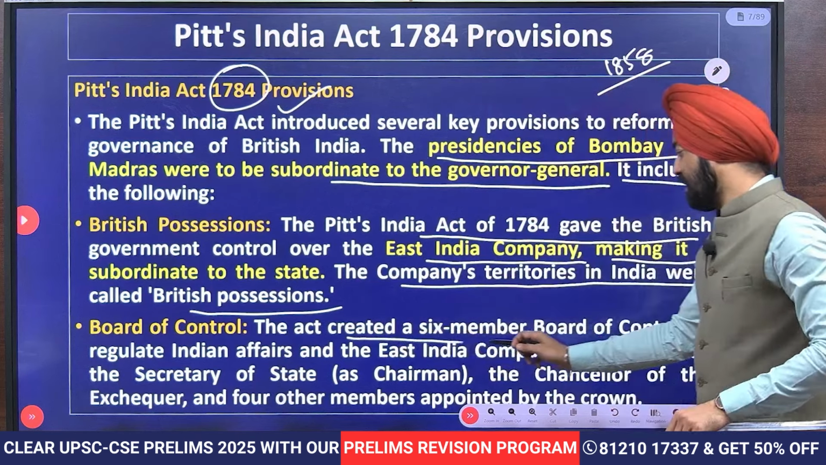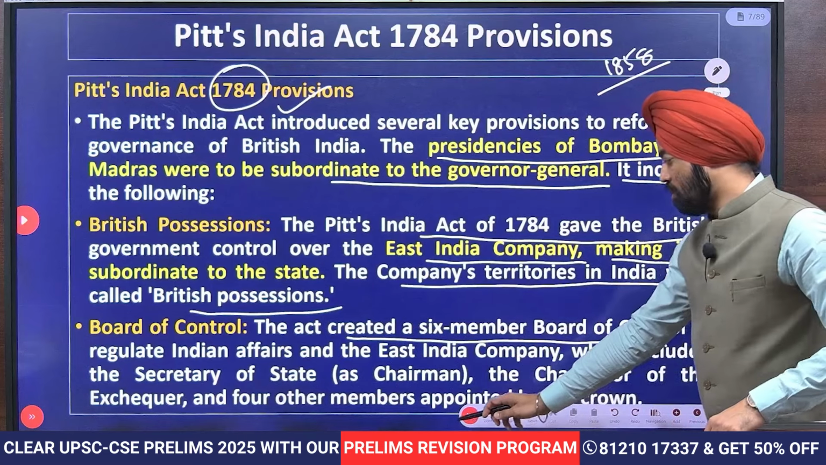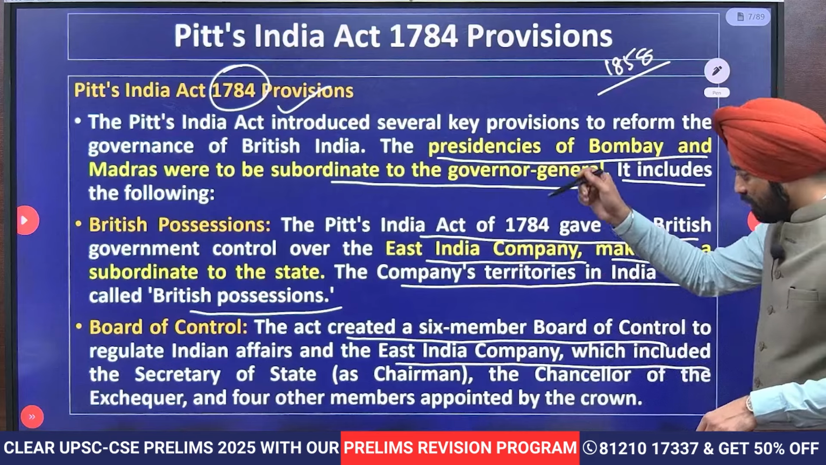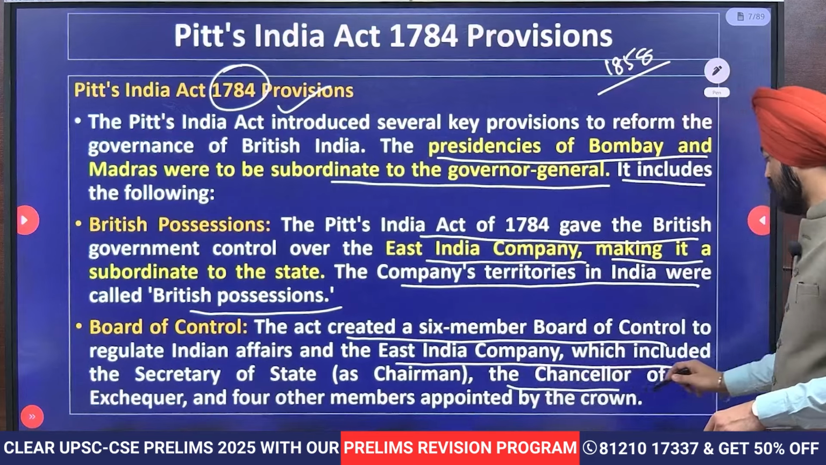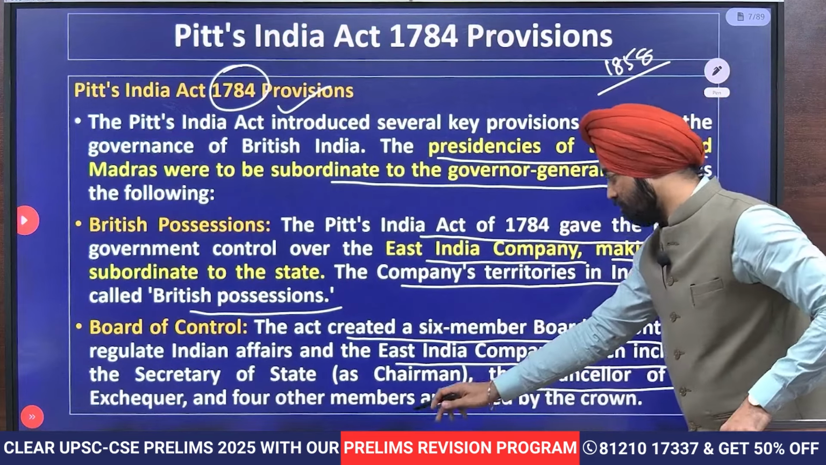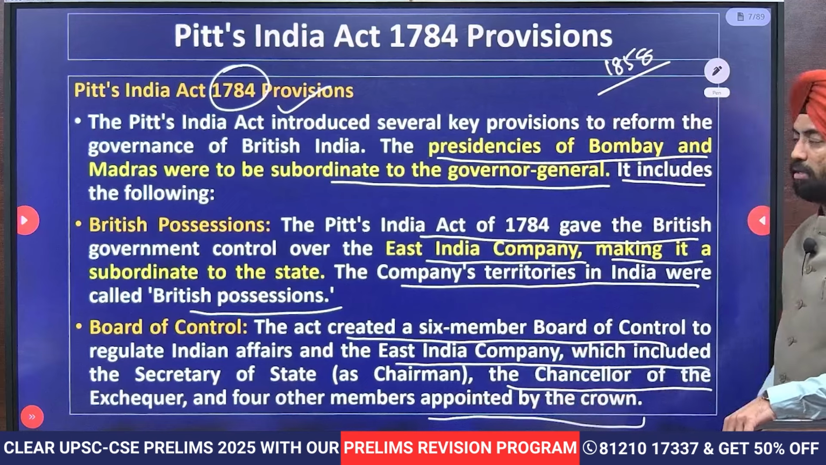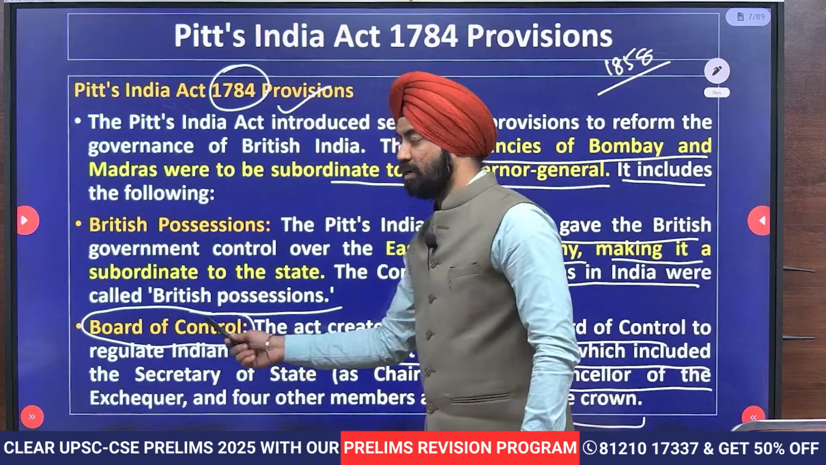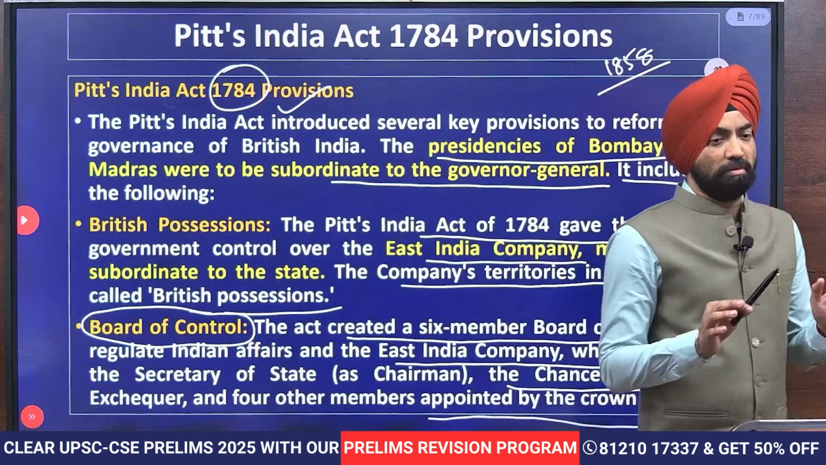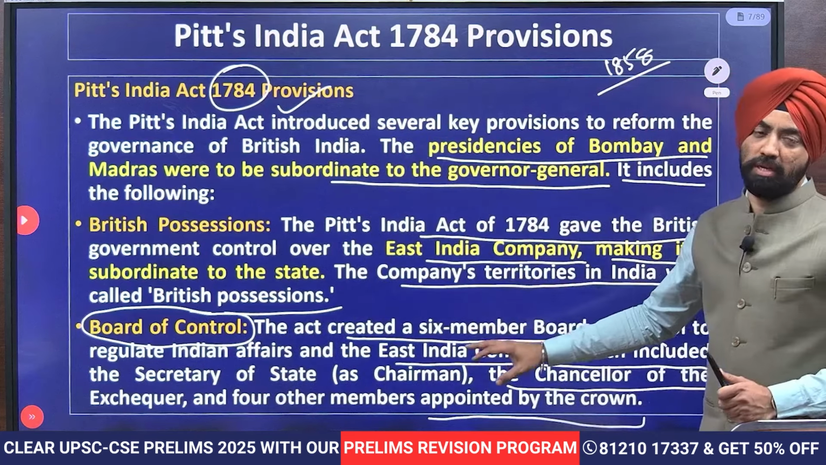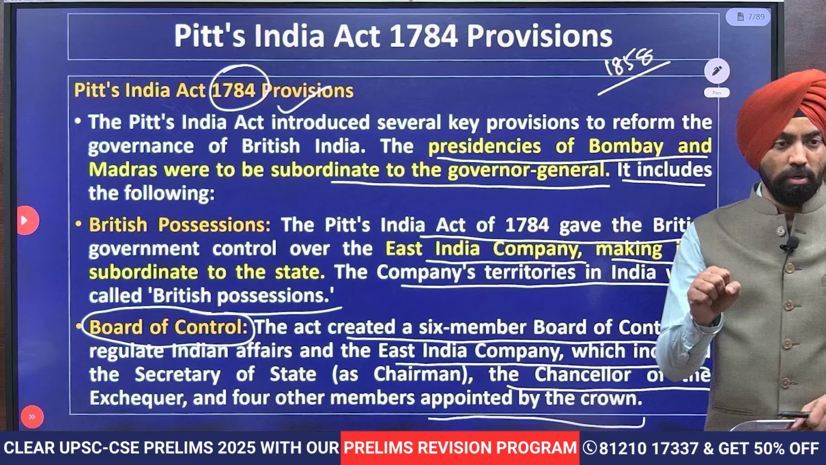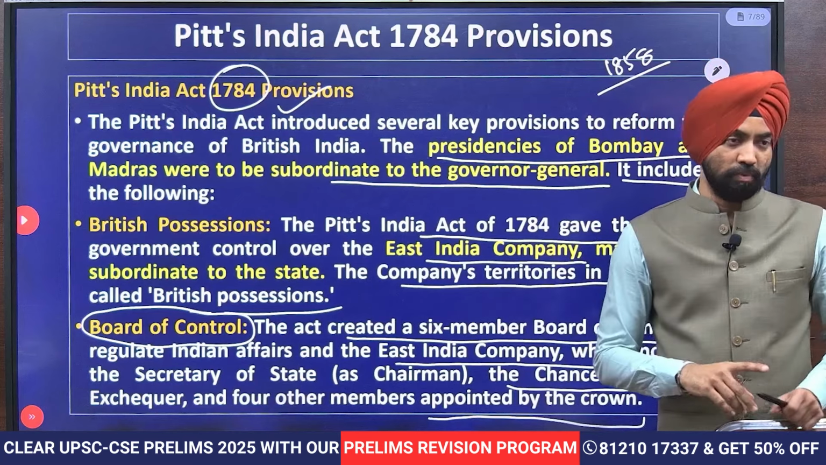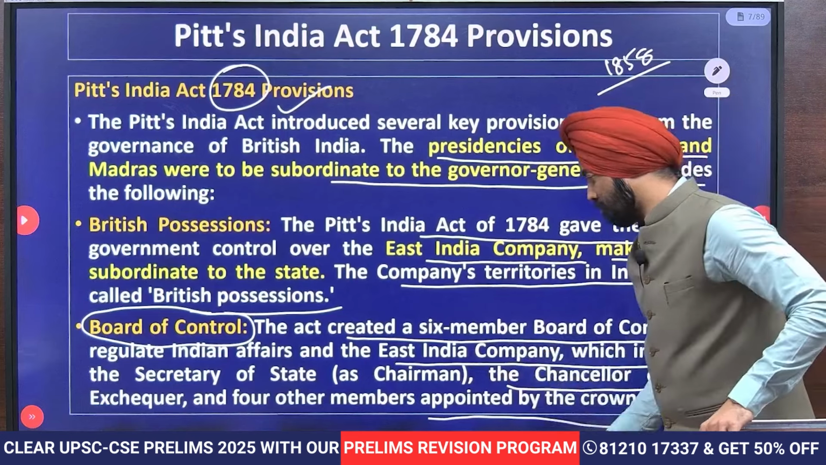The Act created a 6-member board of control to regulate the Indian affairs and the East India Company, which included the Secretary of the State and Chairman and the Chancellors of the Exchequer and 4 other members appointed by the Crown. So now, very important, this word will keep appearing repeatedly in the context. The Board of Control. This was the board created with the primary intention to control all the affairs of the East India Company. Primarily a board of 6 members, right?